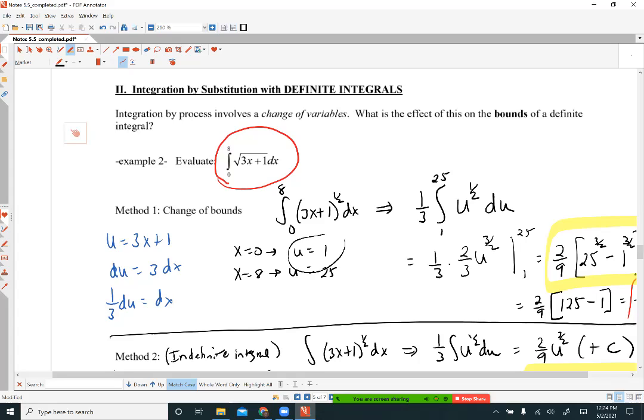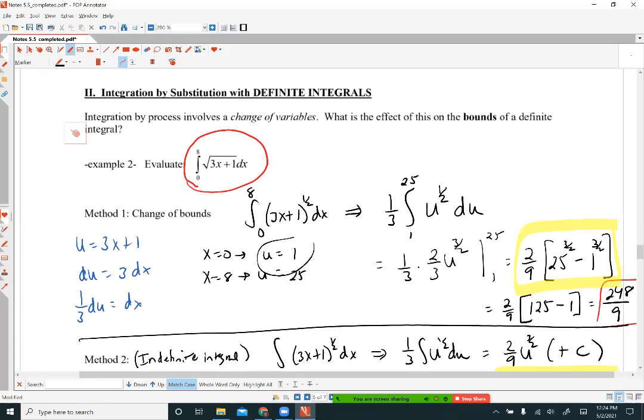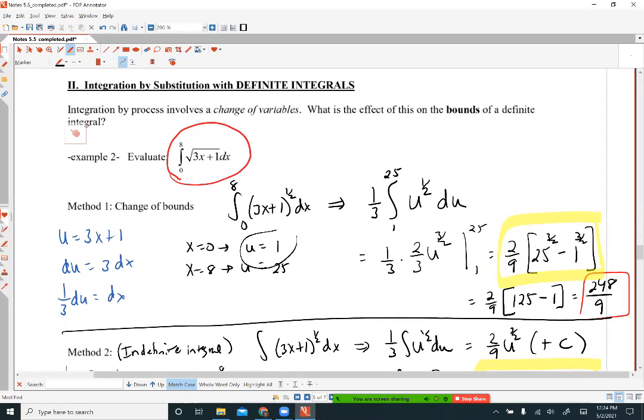So just make sure: instead of the limits of integration being from 0 to 8, they are from 1 to 25. And now we can just evaluate this integral, the square root of u times 1/3 from 1 to 25. You don't have to go back to the original variable.